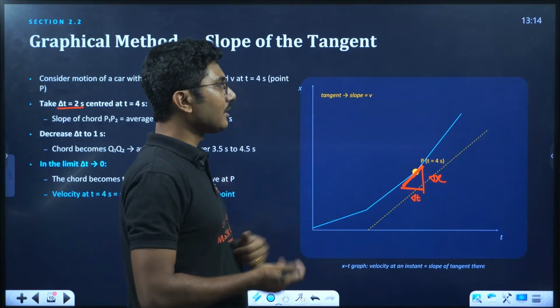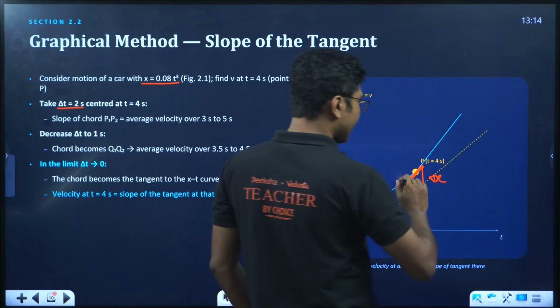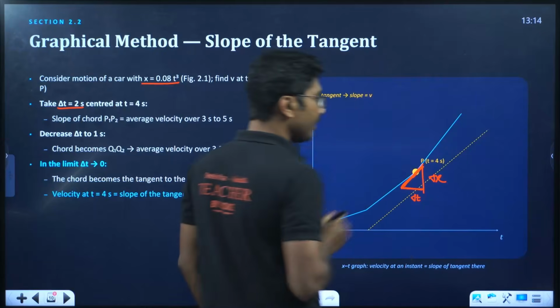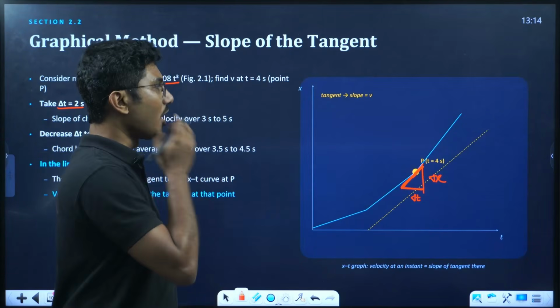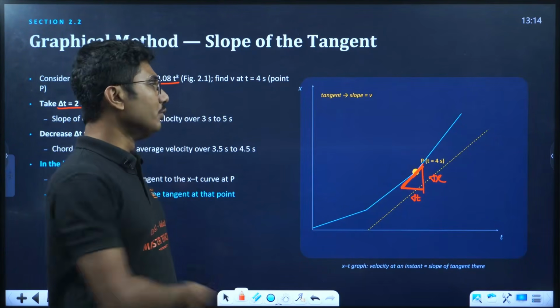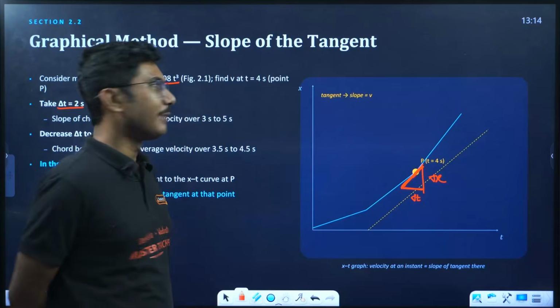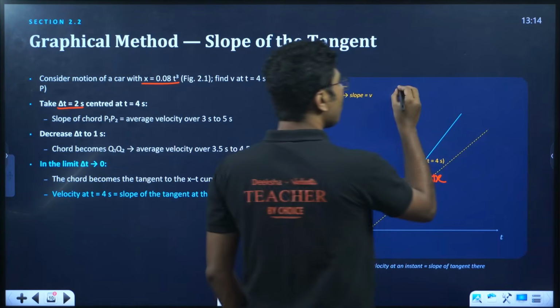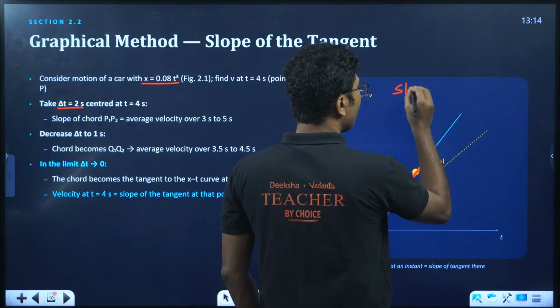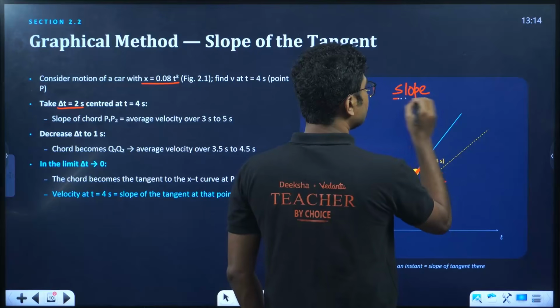If you draw this tangent, based on this you have to find the average velocity. So how to do that? There is a rule, you will learn it in the straight line chapter. There is something called the slope of a graph. What is the slope of the graph?